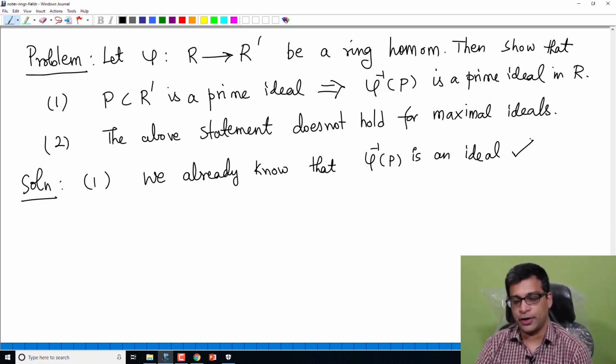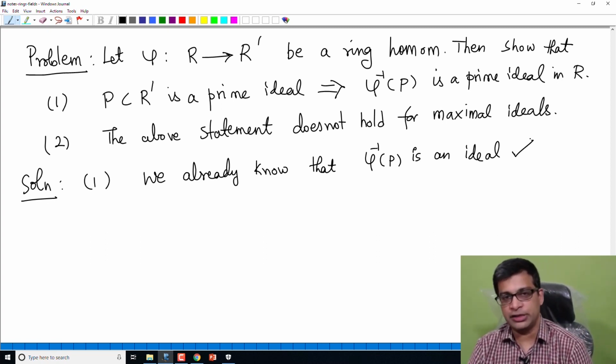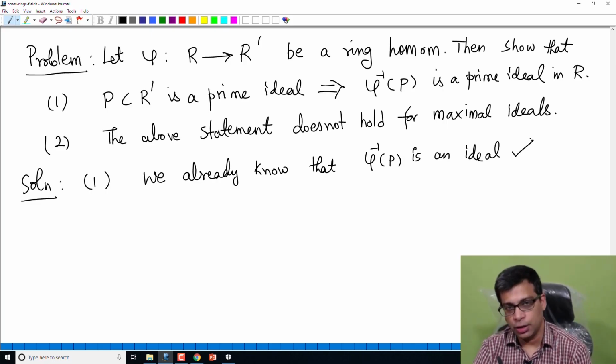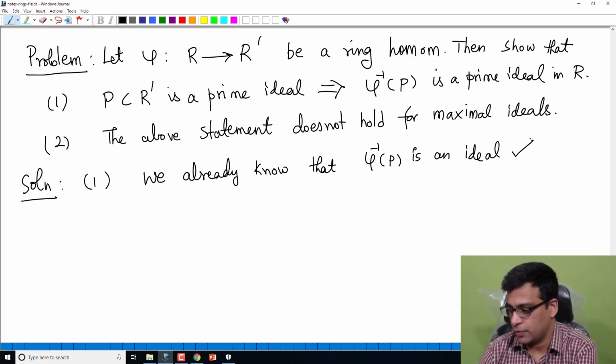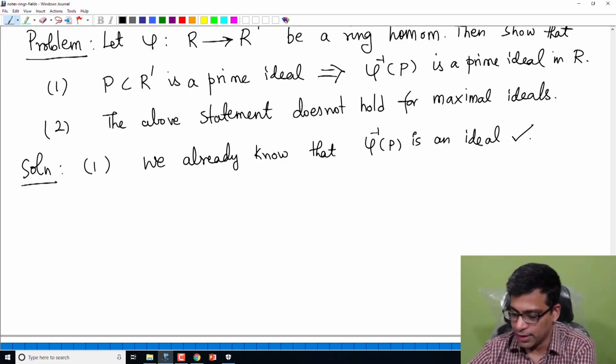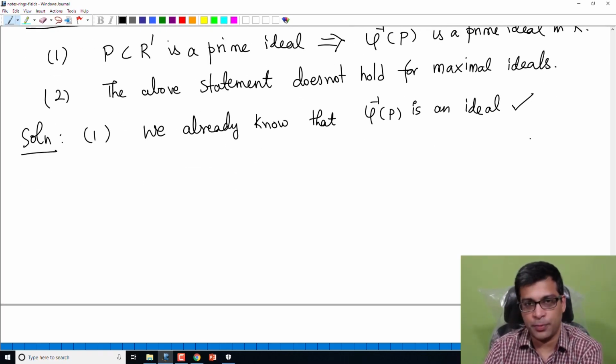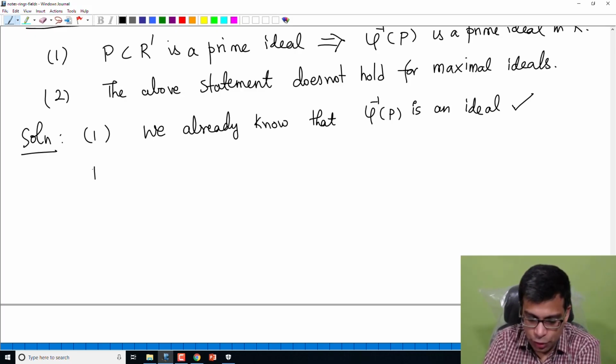Remember, things are different when you are talking about the image of an ideal. In general, image of an ideal is not an ideal. You need the homomorphism to be surjective. But there is no such problem for inverse image under a ring homomorphism. Inverse image of an ideal is always an ideal. Now, so far we have only used that P is an ideal. Now we need to use the fact that P is prime to show that phi inverse P is also prime.